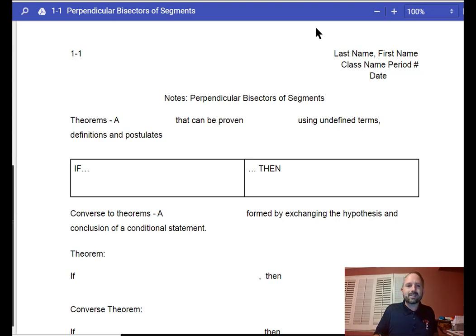Perpendicular bisectors of statements. Make sure you write your title and your information in the top right-hand corner.